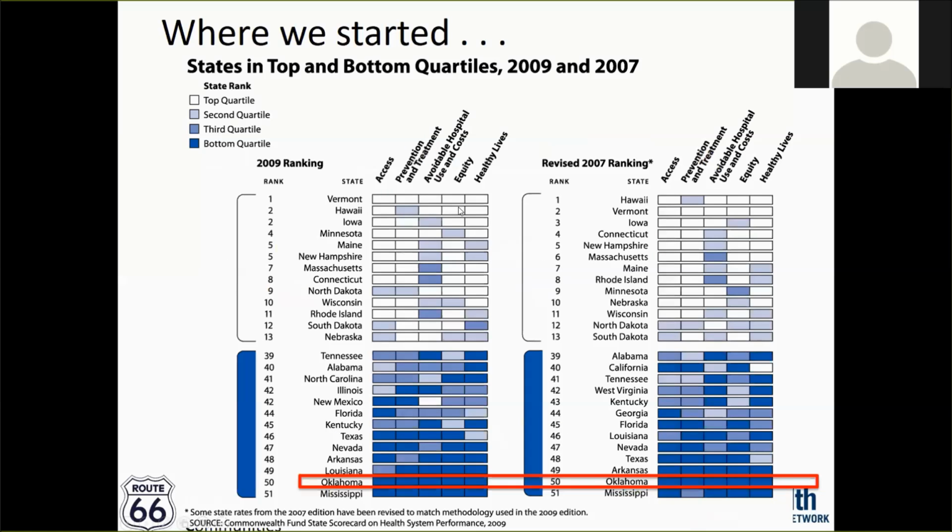The reason we got into this back in 2008 was pretty obvious from this slide: Oklahoma tends to rank last or nearly last across lots of health outcomes. And frankly, if you look at the categories here, access, prevention, treatment, avoidable hospital use and cost, equity, and propensity to lead healthy lives, these categories to me indicate how well the health delivery system is functioning, not just health care, but public health, et cetera. And you can see we don't do well there. So that was sort of our burning platform, our motivation to get to work on this effort.